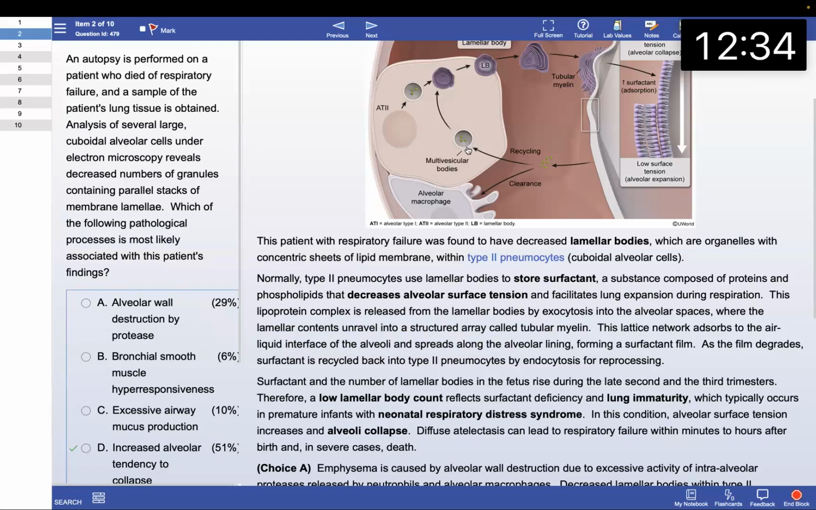Surfactant and the number of lamellar bodies in the fetus rise during the late second and third trimesters. Therefore, a low count means surfactant deficiency and lung immaturity, which occurs in premature infants with NRDS. In this condition, alveolar surface tension increases and alveoli collapse. Diffuse atelectasis can lead to respiratory failure within minutes to hours after birth in severe cases.